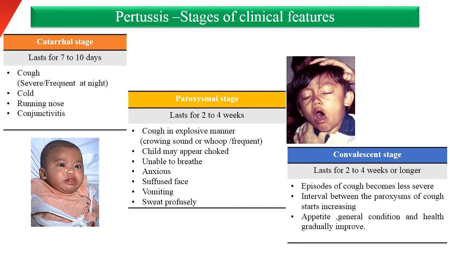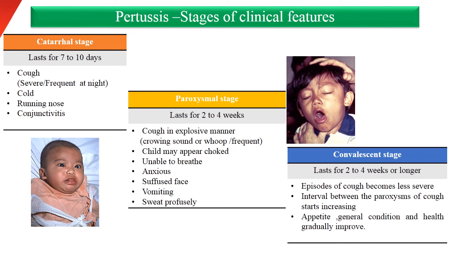The convulsive stage lasts for 2 to 4 weeks or longer. It depends upon how early the treatment gets started. The episodes of cough become less severe, and the interval between the explosive paroxysmal coughing starts to increase. The child is getting better, and the general condition and appetite also improve. But if the child is in a malnourished state, the progression is quite delayed.